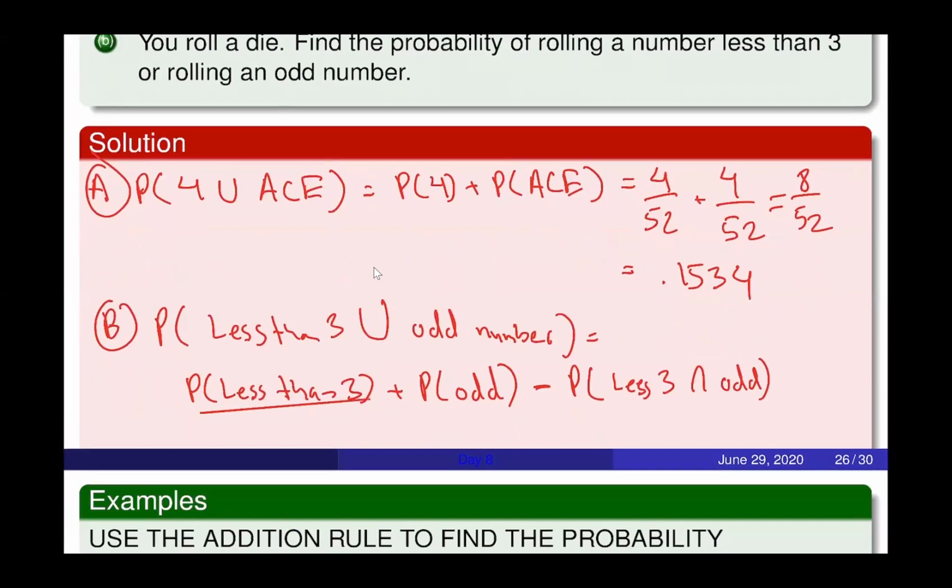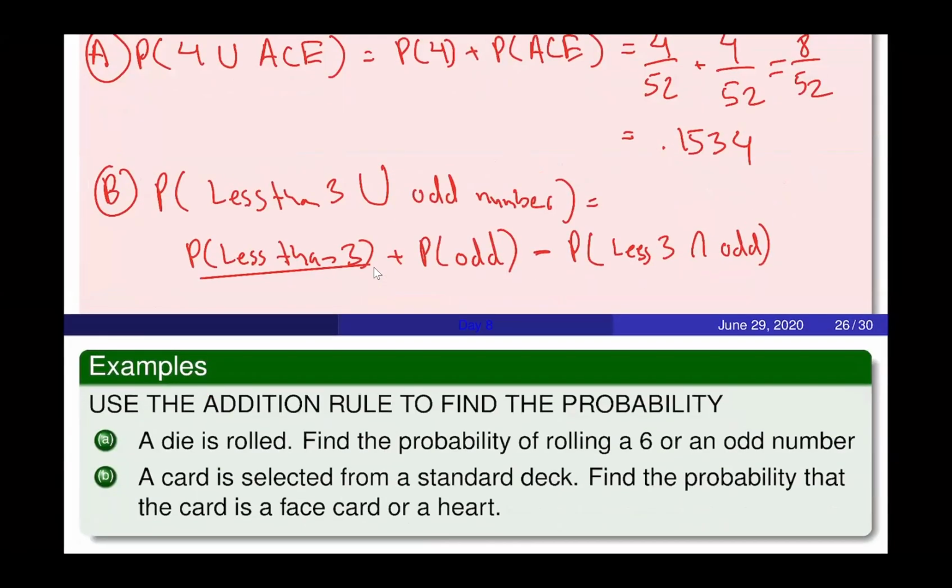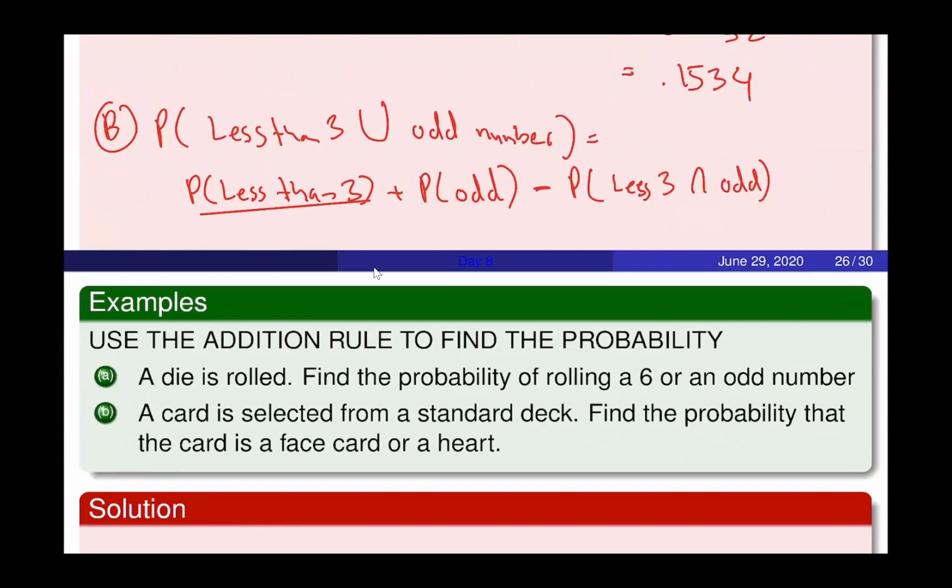How many numbers in a die are less than 3? 2. Yeah, so you put 2 out of 6. Plus, how many odd numbers do we have in a die? 3, there you go, because remember, odd will be 1, 3, and 5. So how many numbers do we have that are less than 3 and are odd? 1. Yeah, which is 1.